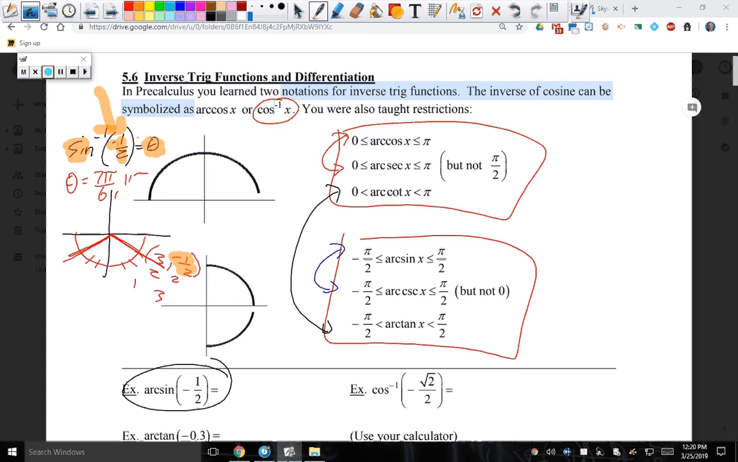Now, some of you have put this in your calculator already. If you put this in your calculator right now, it doesn't spit out both of those angles. It only spits out one. So if you did the arc sine of -1/2, which one does it spit out? It spits this one out. It spits out the 11 pi over 6, but it doesn't give it to you as 11 pi over 6.